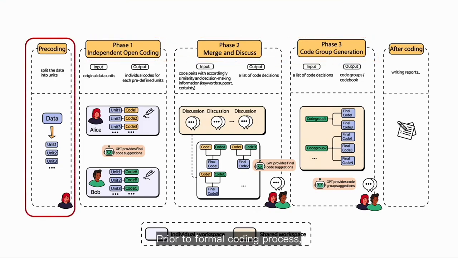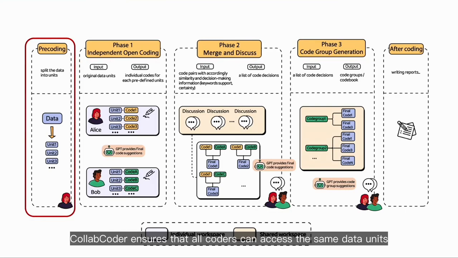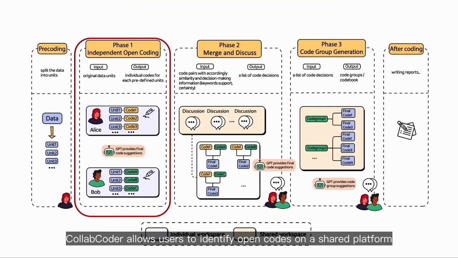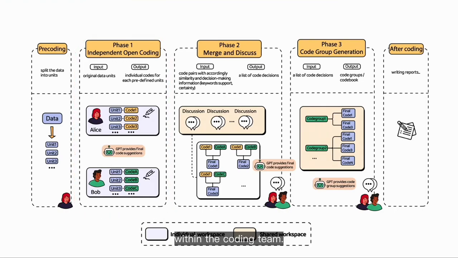Prior to the formal coding process, CollabCoder ensures that all coders can access the same data units and perform data interpretation at the same level among coders for efficient discussion. CollabCoder allows users to identify open codes on a shared platform while maintaining coding independence. With coding assistance from LLMs, it can generate a list of open codes for data units. CollabCoder also provides centralized data management and synchronization within the coding team.